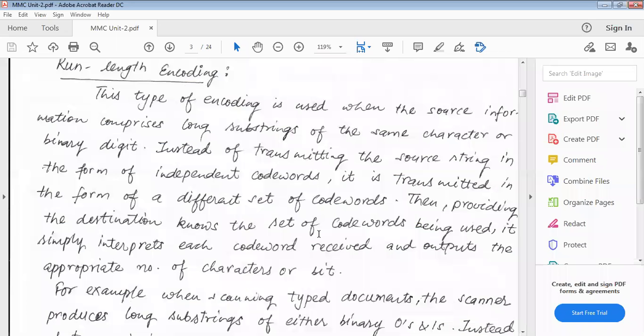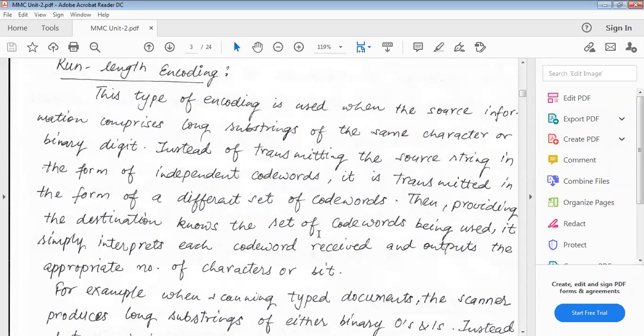This is called run length encoding. When we use run length encoding, this type of encoding is used when the source information comprises long substrings of the same characters or binary digits. So here, instead of transmitting the source string in the form of independent code words, it is transmitted in the form of a different set of code words.